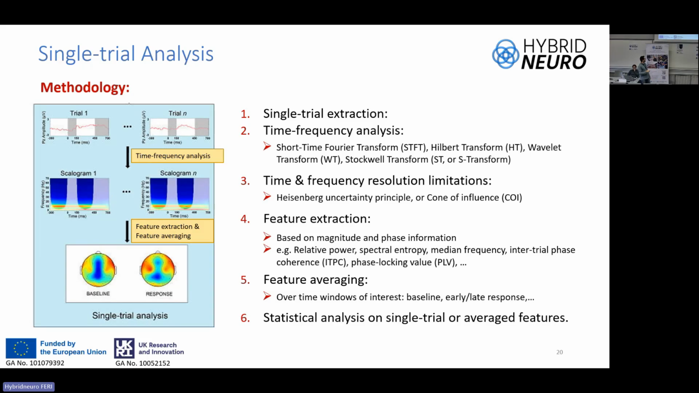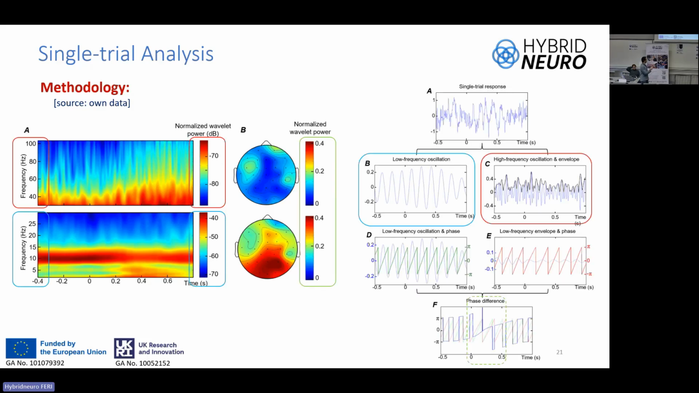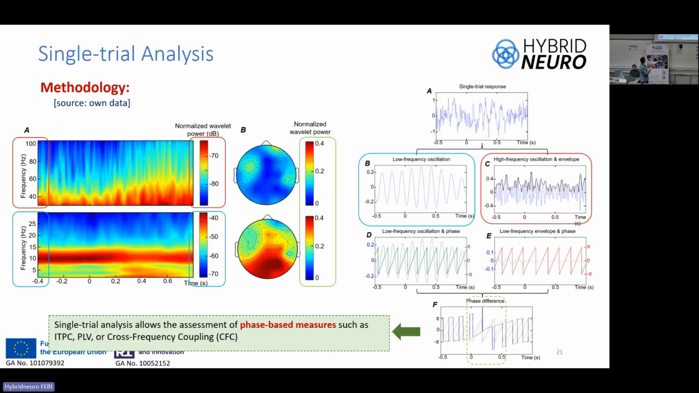Then we can perform the feature extraction. That is, you can extract a lot of features. We can perform or not this feature averaging. Of course, then the last part is to apply some statistical analysis on them. One of them, this is some representation of frequency plots for ERP data and the topographical ones.